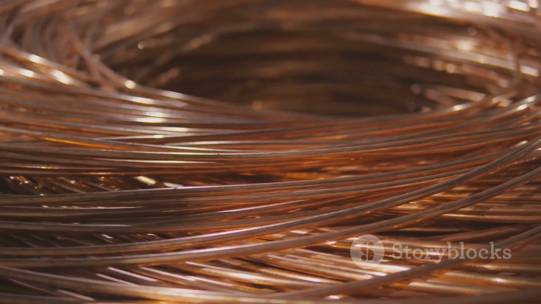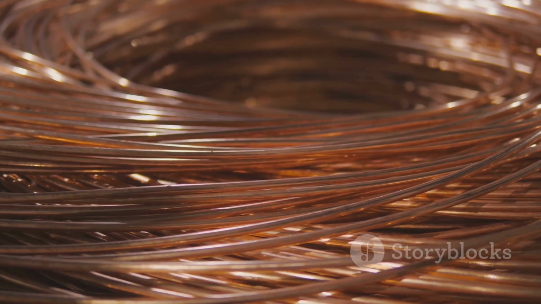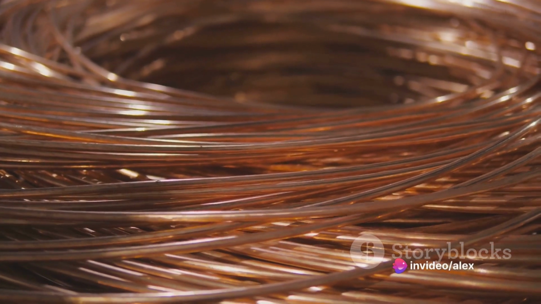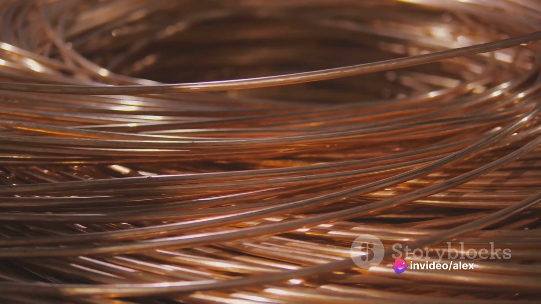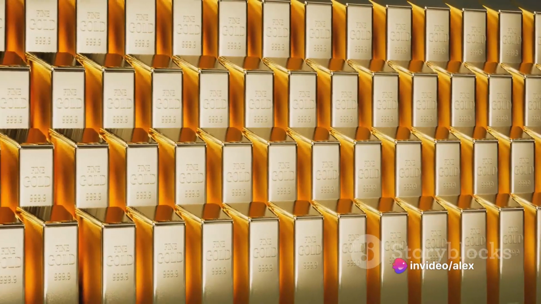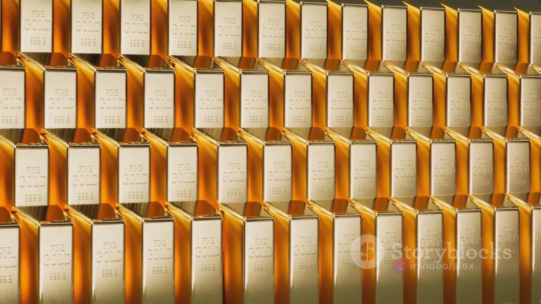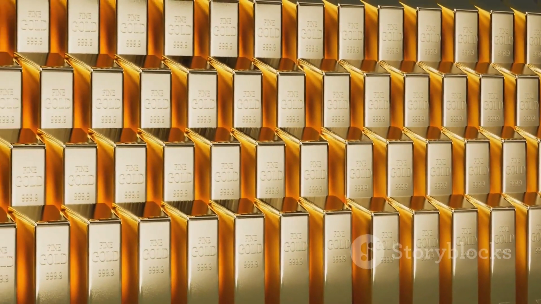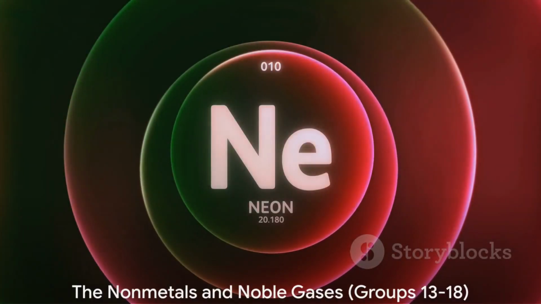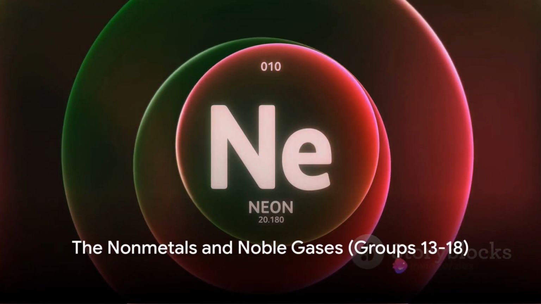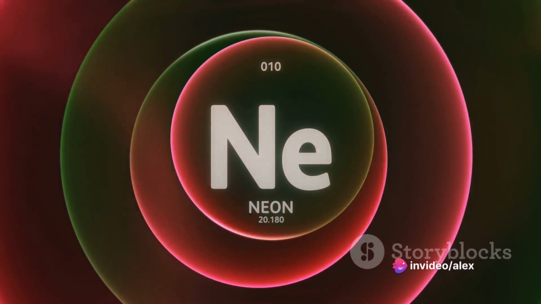Finally, we have gold, or Au. This element needs no introduction. Its beauty and rarity have made it a symbol of wealth and power for thousands of years. It's in the jewelry we wear, the awards we strive for, and even in the circuitry of the devices we can't live without. So, from the golden ring on your finger to the iron in your car, you're surrounded by transition metals.